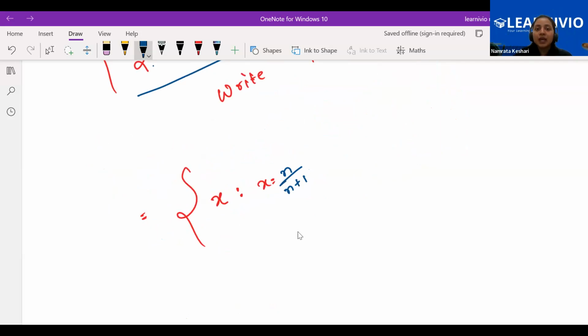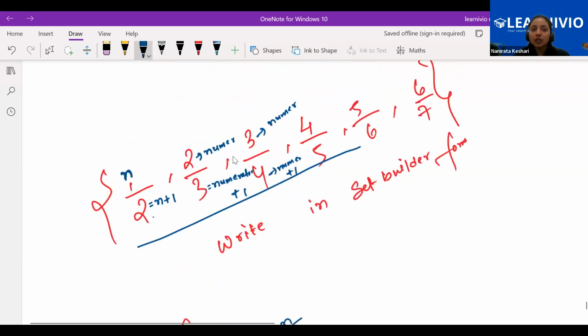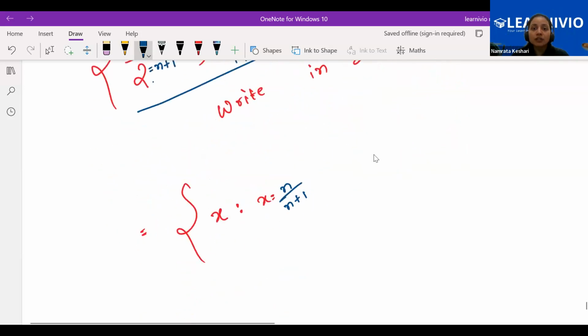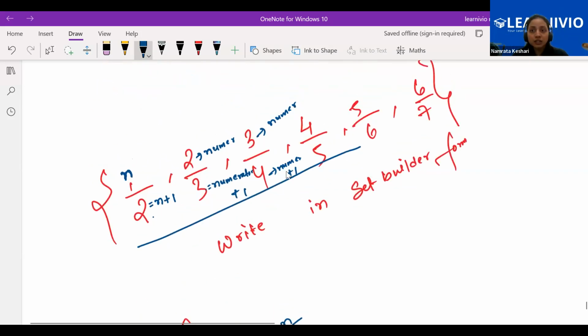What is n? Can you see the numerator is 1, 2, 3, 4, 5, 6. It's a natural number. Natural numbers, can you tell me, Naufal, what is a natural number? 1, 2, 3, 4, 5. All the counting numbers which start from 1 are called natural numbers. So n by n plus 1 means in the numerator we take 1, then 2, 3, 4, 5, and 6. After 6 we don't have to go ahead.